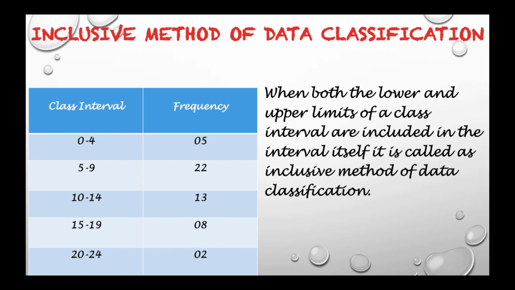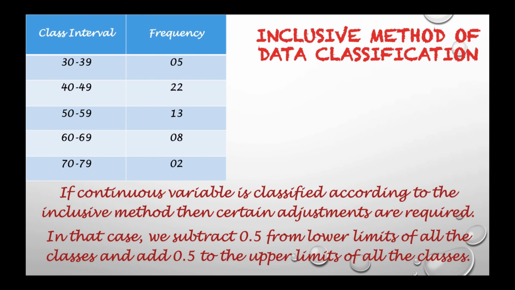But here also there is a little problem. That can be solved if we deal with a continuous variable. In that case, it can be classified according to the inclusive method, but then certain adjustments are required. In that case, we subtract 0.5 from the lower class limit and we add 0.5 to the upper class limit.